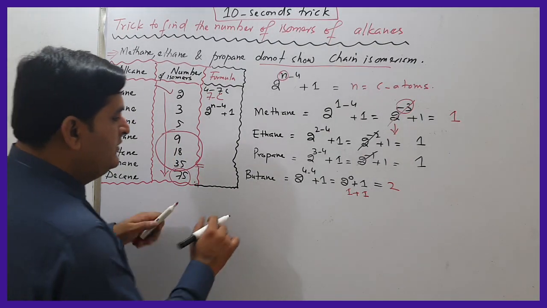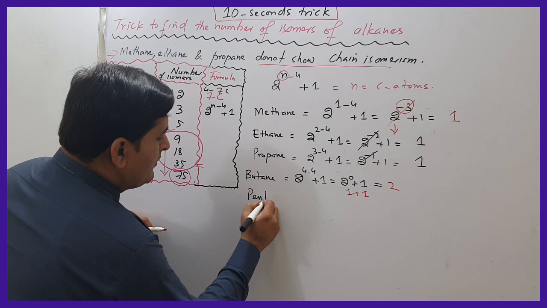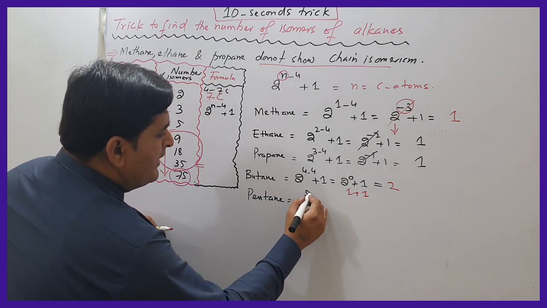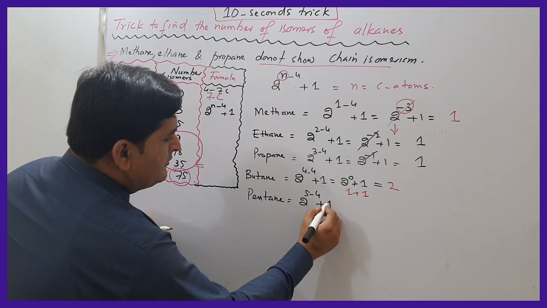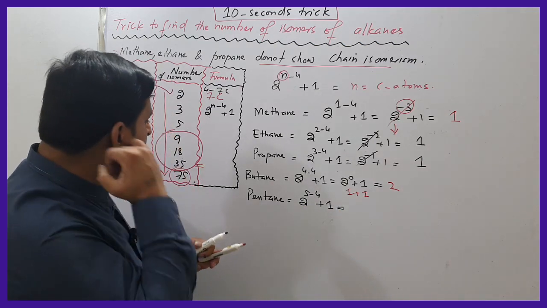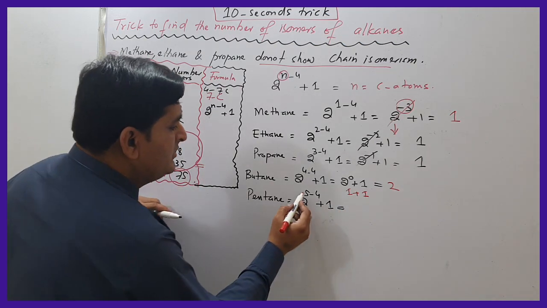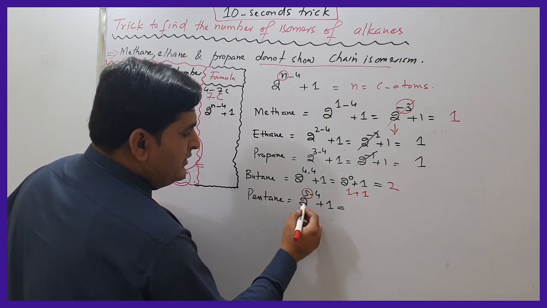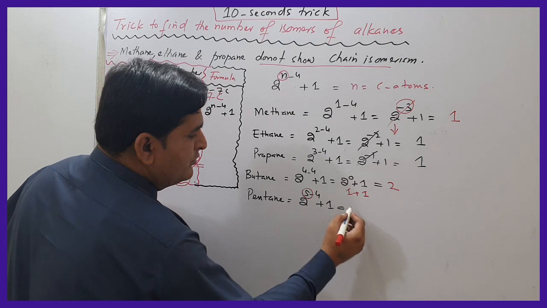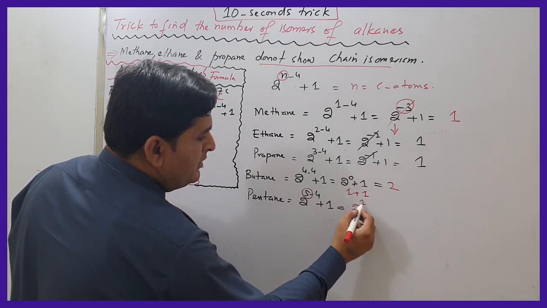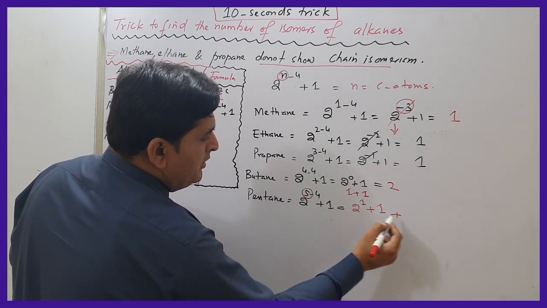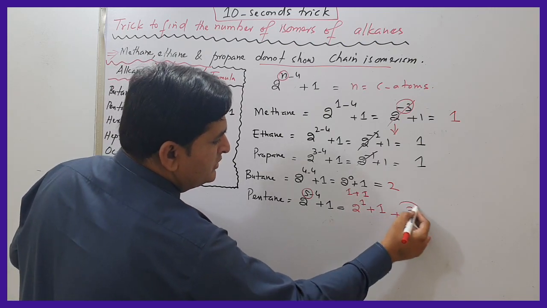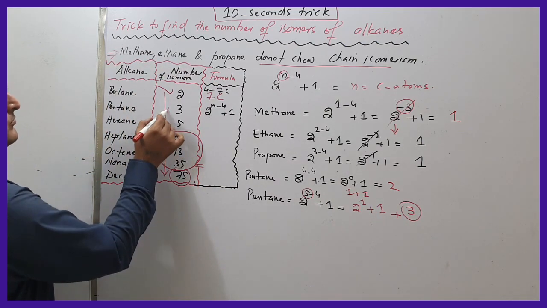So for pentane, the formula will be 2 power 5 minus 4 plus 1. Again, I am going to explain that this 5 is the number of carbon atoms. So 5 minus 4 becomes 2 power 1 plus 1. 1 power means same as the base, so 2 plus 1 is equal to 3. So the total number of isomers will be 3.